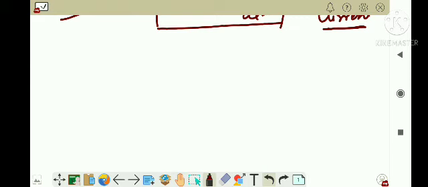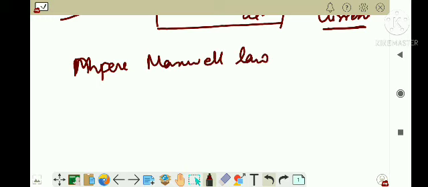What do you mean by Ampere Maxwell law? Right. It is an improved form of Ampere circuital law. See, earlier in Ampere circuital law, there was only one current, right? We only learned about one current.